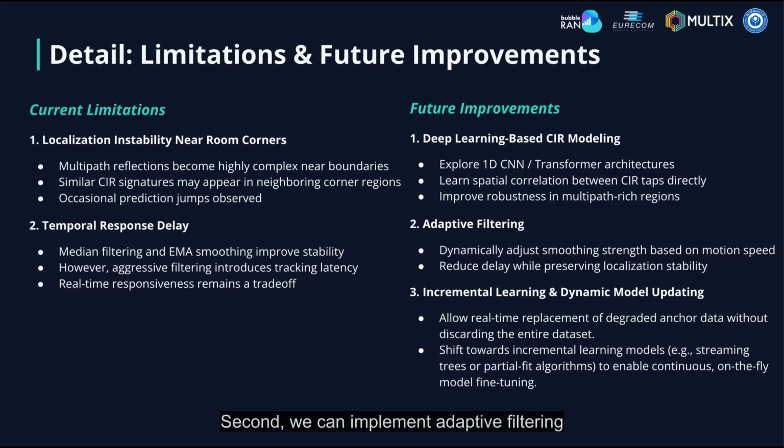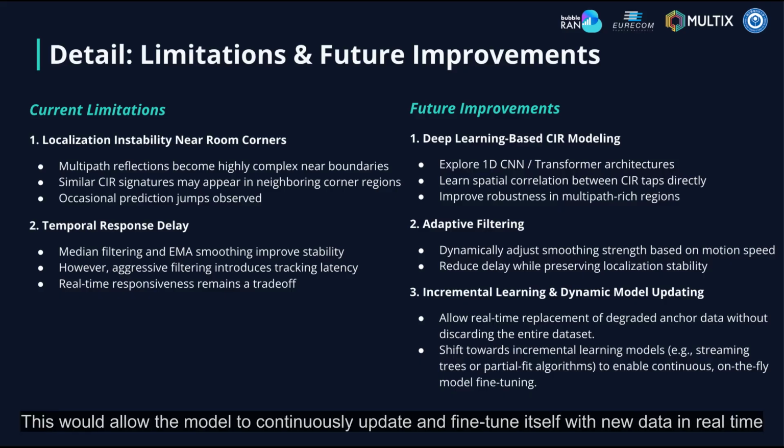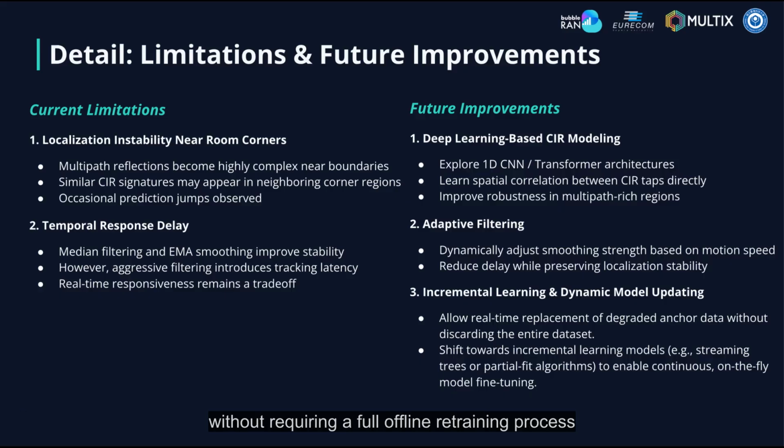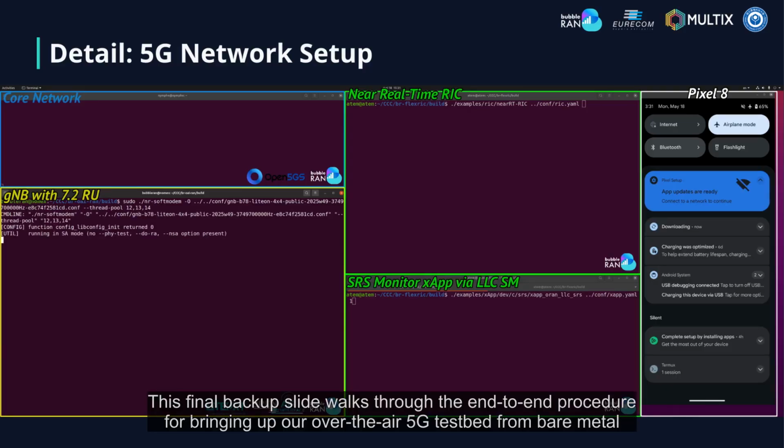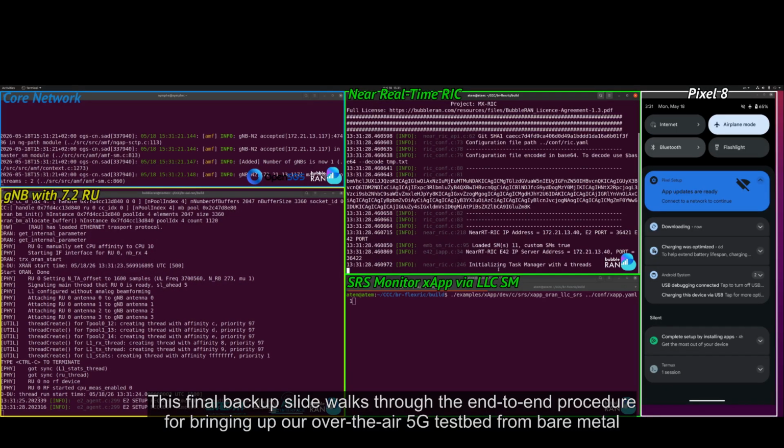Second, we can implement adaptive filtering. Instead of applying the same level of smoothing all the time, the filter can adjust dynamically based on the UE's movement speed, helping reduce delay while keeping the track stable. Finally, we can upgrade the current random forest approach with incremental learning. This would allow the model to continuously update and fine-tune itself with new data in real time, without requiring a full offline retraining process.